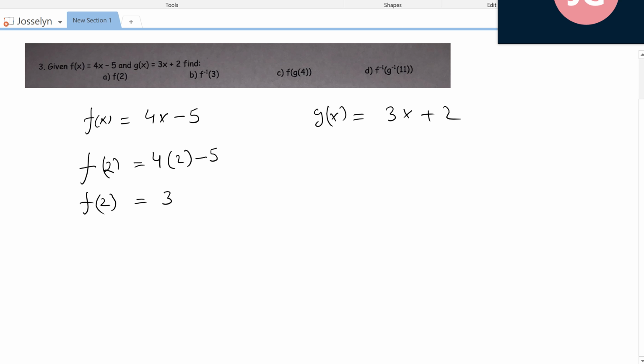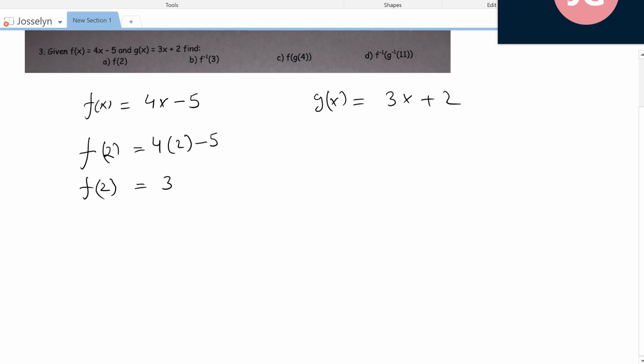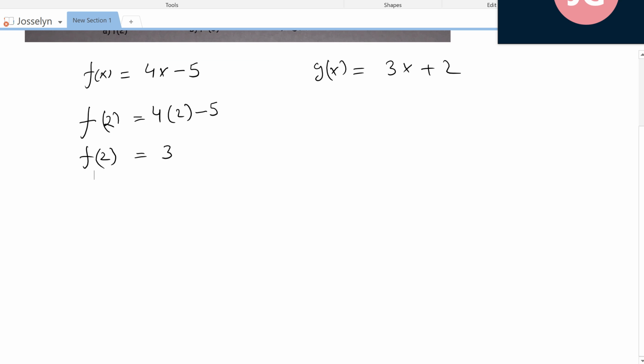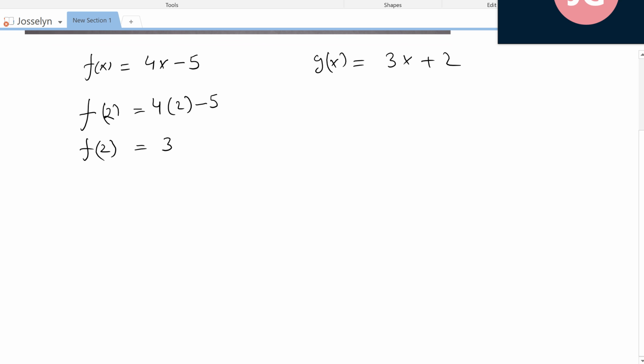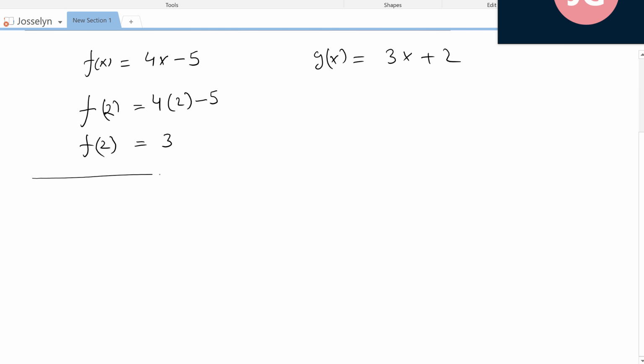Now the next question is f inverse 3. Now, we have f of x. We don't have f inverse. So we're going to figure out the f inverse, and then we substitute 3 in that. And I'm going to explain to you what's the meaning of inverse function, alright? Okay.